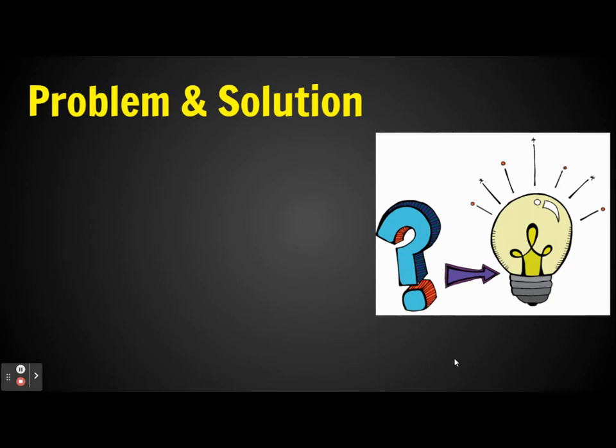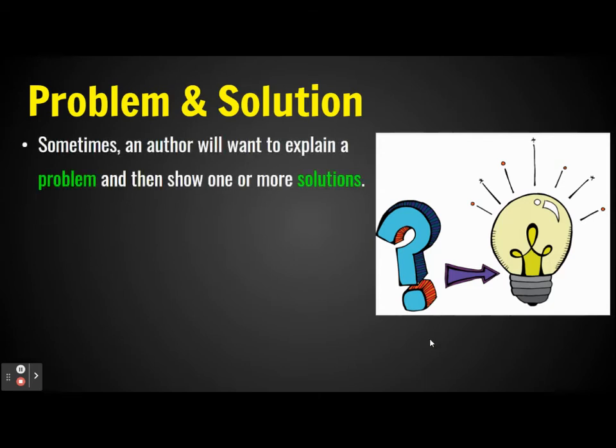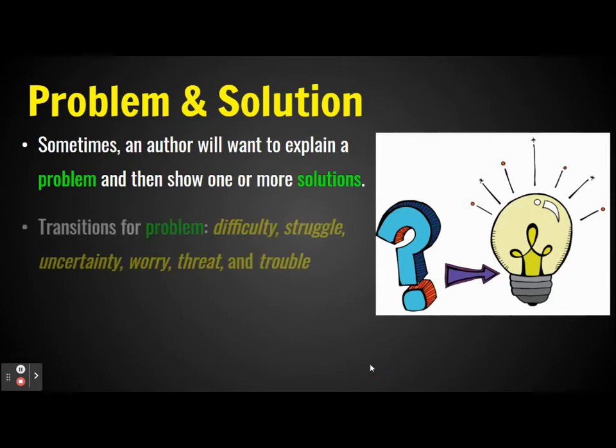All right, the next text structure is problem and solution. Okay? Sometimes an author will want to explain a problem and then show one or more solutions. Make sure you add that to your notes. These are transitions for problem. So I typed in the transition words here. I just want you to add that these all have to do with problem.